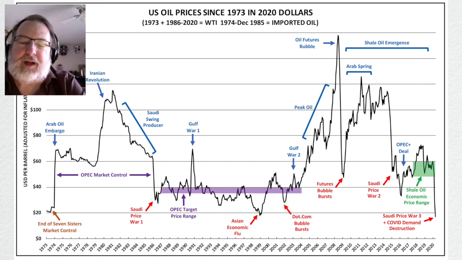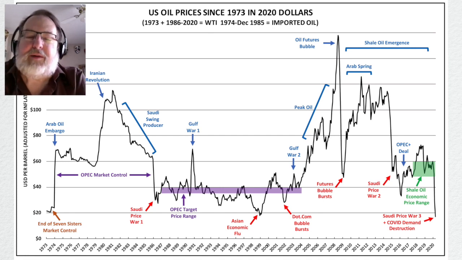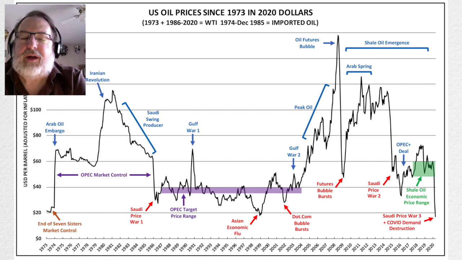We had a couple of wars in the Middle East and the Gulf that caused prices to spike. So it was a choppy period, and OPEC was trying to keep the price in the $40 barrel range in today's dollars. And then the peak oil experience happened.